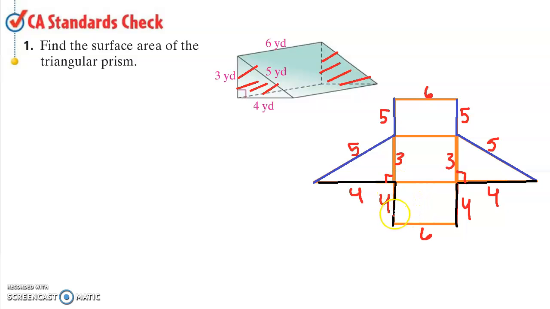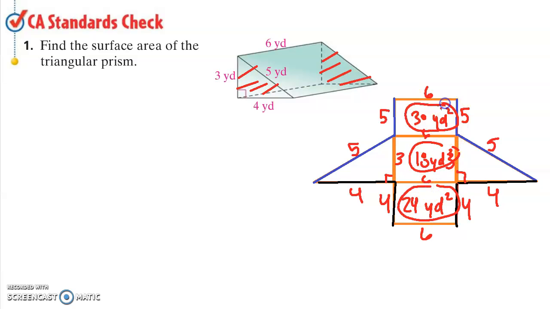Like in this case, 4 times 6, base times height, would be 24 yards squared. This section would be 6 times 3, which would be 18 yards squared. I should have done this in a different color. All right, this is going to be 6 times 5, which would be 30 yards squared on the inside of this guy right there. 24, 30, cool.